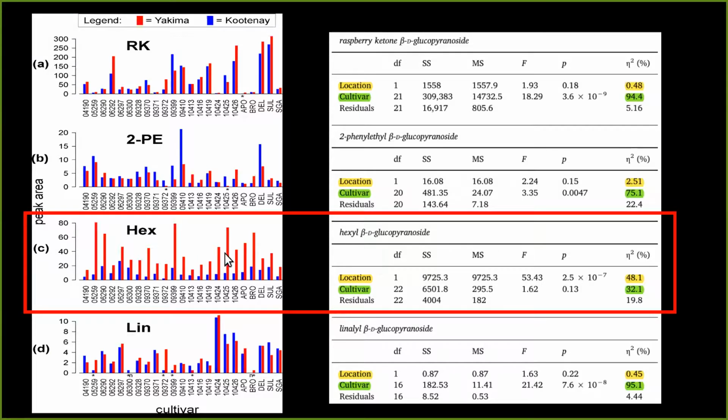And what we noticed, this stood out to us. So this compound, the hexoglucoside, even if you look here, you notice that for each of these pairs of bars, the red bar is higher than the blue bar, which indicates that the sample from Yakima had a higher level of this compound than its corresponding sample from Kootenai. We thought that was pretty interesting.